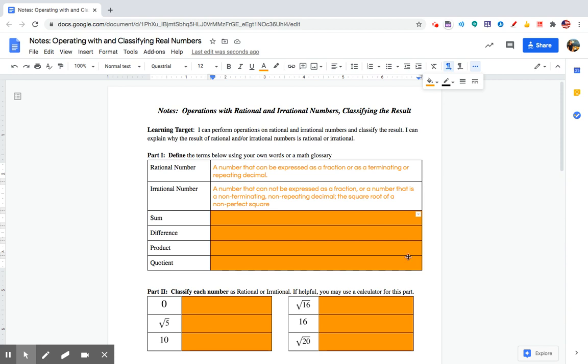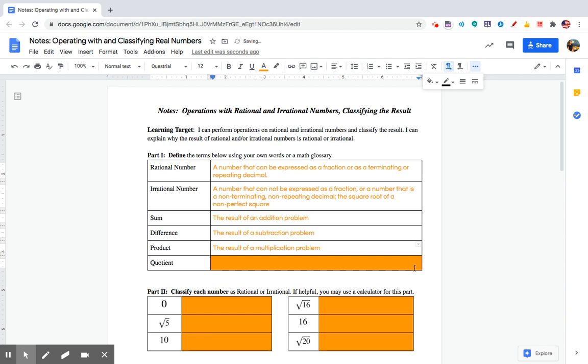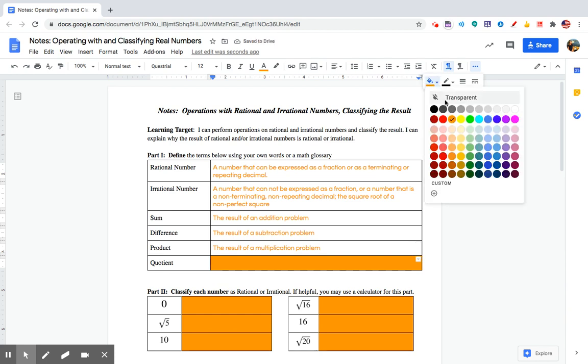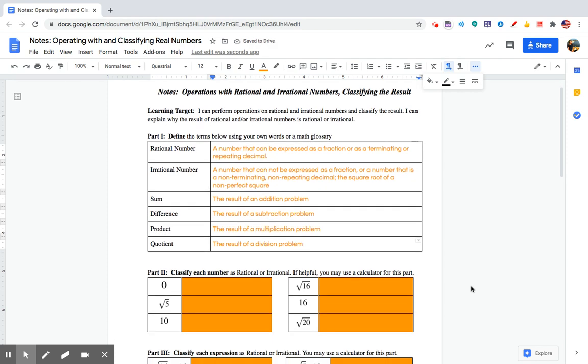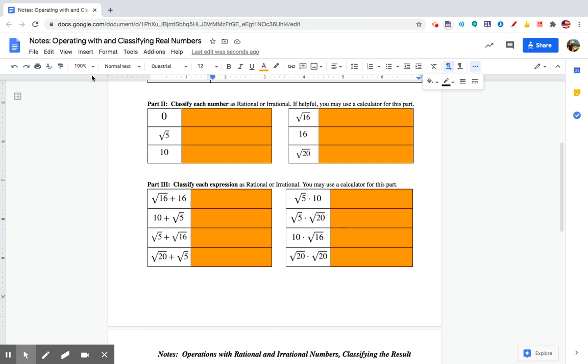Now these words go back to early grades, and we know that the word sum means the result of an addition problem. Difference has to do with a subtraction problem. Product, the result of a multiplication problem, and quotient is the result of a division problem. So hopefully those words are familiar. Now what we'll do is we'll look at part two, which helps us to classify numbers. And then in part three, we're going to classify expressions.